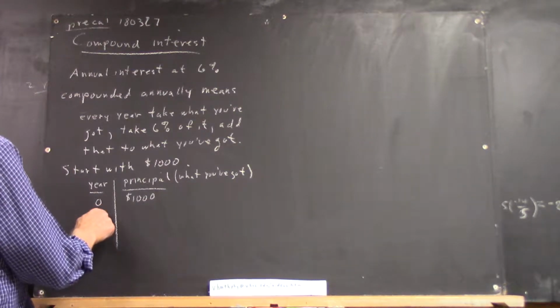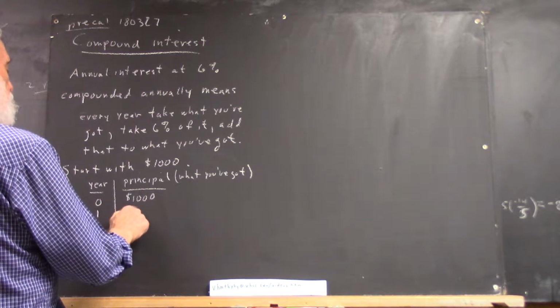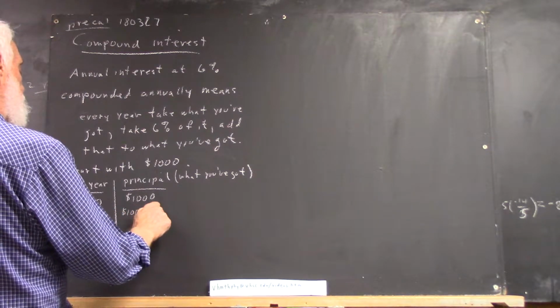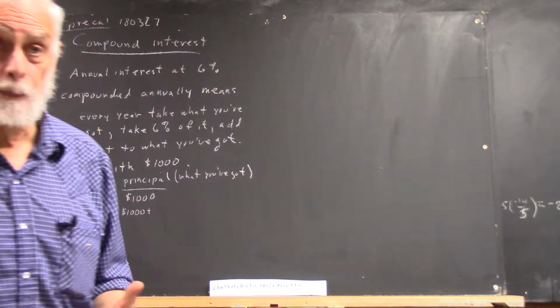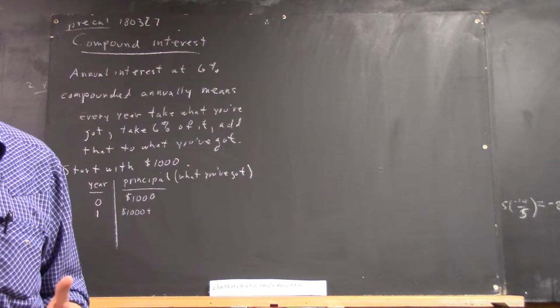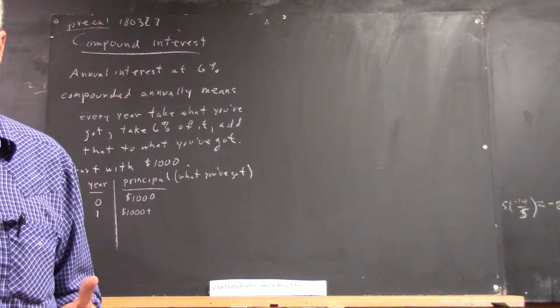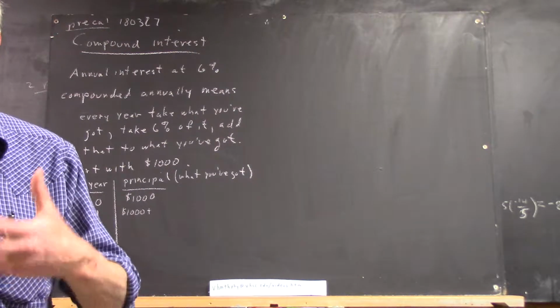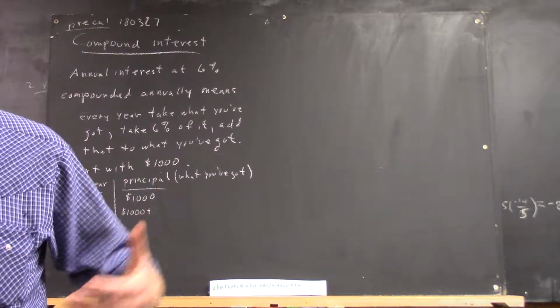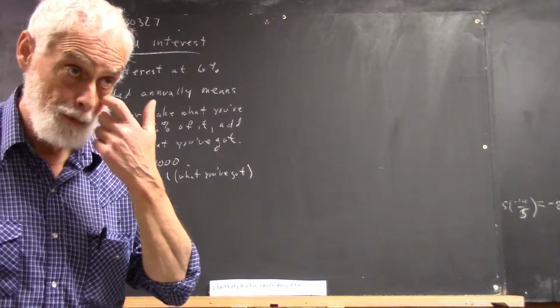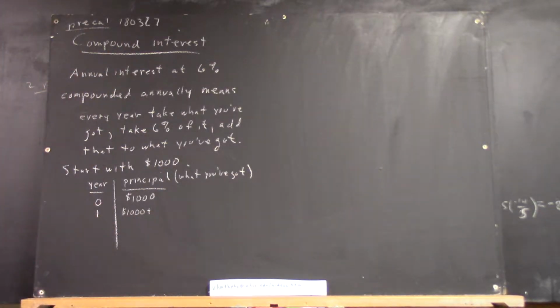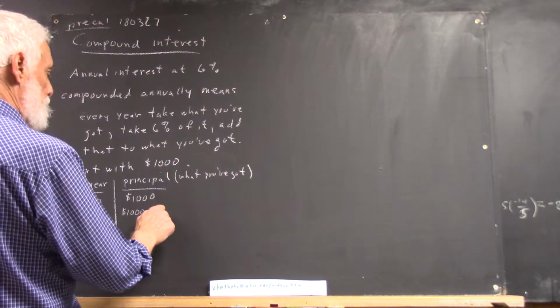Year 1, you've got $1,000 plus 6% of $1,000. What's 6% mean? Yeah, what does it mean? How do you calculate 6% of something? 0.06 times that something. Everybody, I would expect, pretty much knows that, but we've got to be careful.